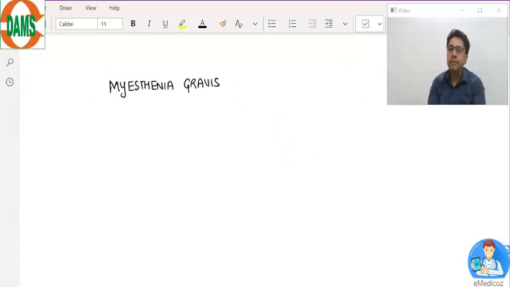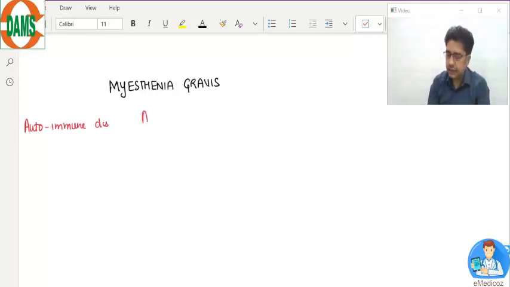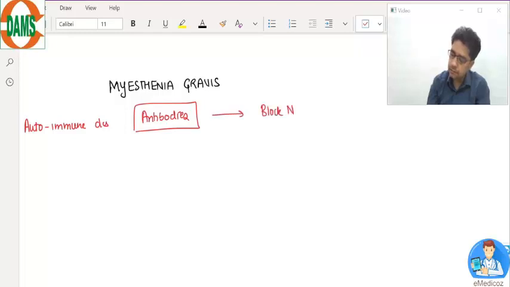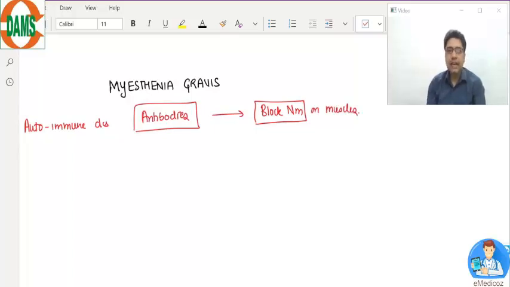Now, myasthenia gravis. So this is the last topic of our day. Let's talk about what we mean by myasthenia gravis. You'll write: myasthenia gravis is an autoimmune disease in which antibodies are produced, and these antibodies block NM receptors on muscles. These NM receptors will decrease in quantity, their number will decrease, and they will also decrease in quality. Quality means their responsiveness is also reduced.